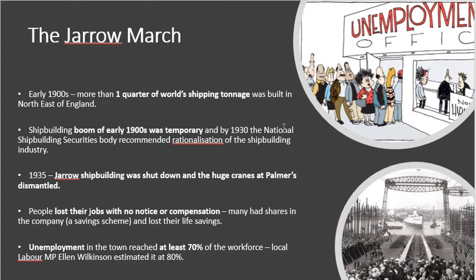What happened because of this? Well, because the shipbuilding in Jarrow closed down, unemployment soared. And unemployment in the town of Jarrow reached at least 70%. Okay. However, a local Labour politician named Ellen Wilkinson estimated that it was more around the 80% mark. Okay, that just shows you how many people relied on shipbuilding in Jarrow. So unemployment basically means the amount of people who are fit and able to work and can't get a job. Okay, that's where that percentage comes from. So 80% of the people in Jarrow who are fit and able to work can't find a job now because shipbuilding has closed down. Okay, so it gives you an idea of how reliant a place like Jarrow was on shipbuilding.